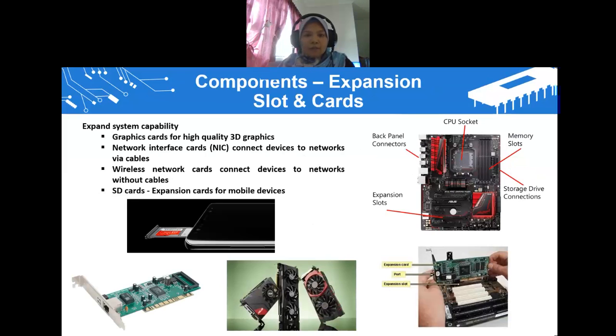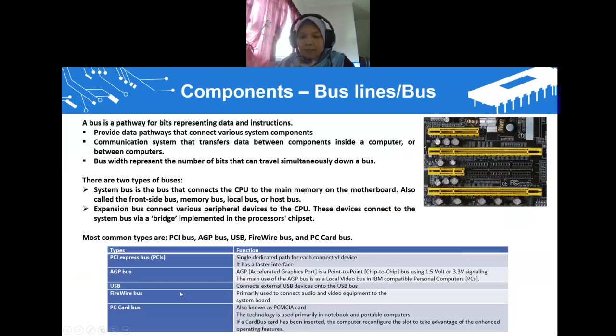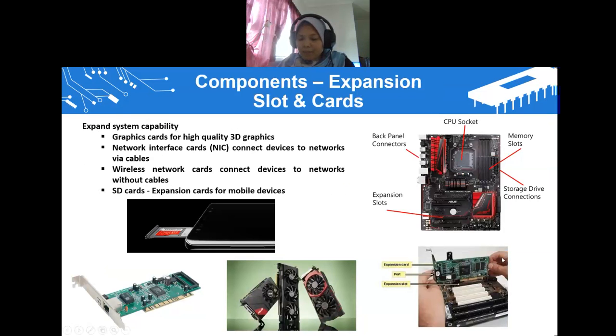Next component is expansion slots and cards. An expansion slot is a socket on the motherboard that can hold an adapter card. An adapter card is a circuit board that enhances the function of a component of the system unit. Plug and play support allows the computer to automatically configure adapter cards or other peripherals as they are installed.